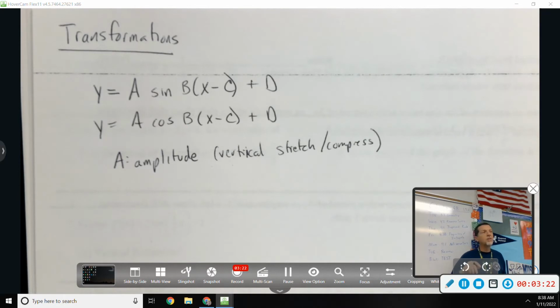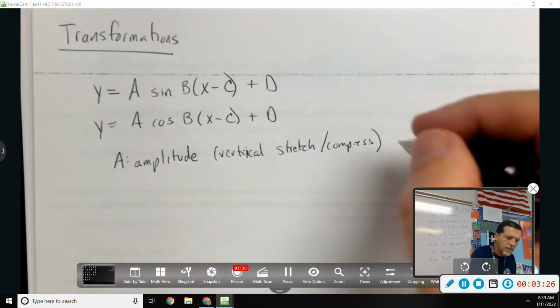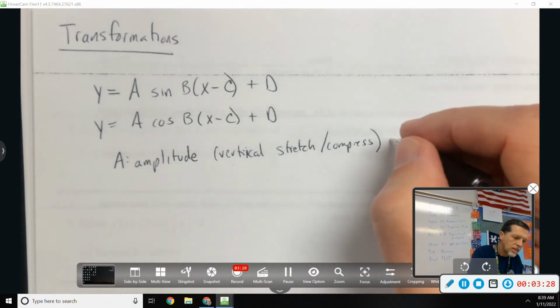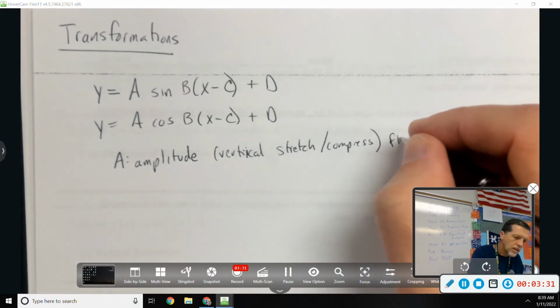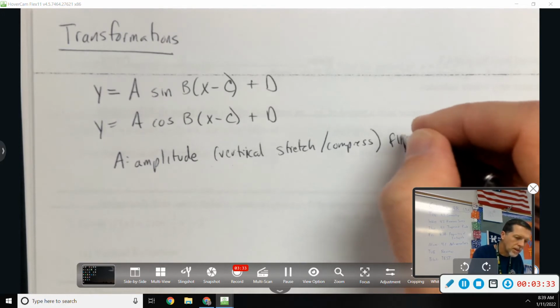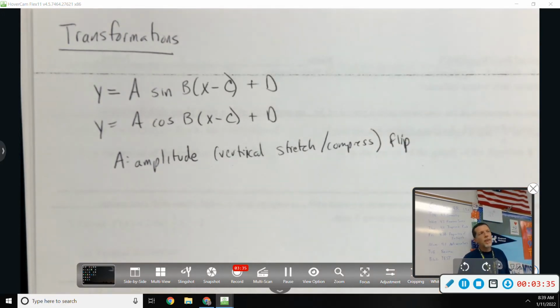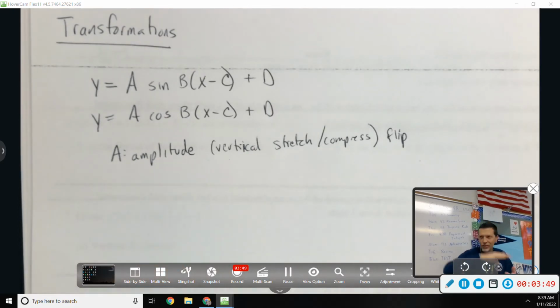Oh, it could also, what happens if A is negative? It flips. So maybe a flip. The good news is you guys are so good at parent function transformations. You apply that knowledge to these graphs and you'll be okay. There's a couple of differences, but for the most part, you already got the idea that A controls the vertical stretch. You're absolutely right.